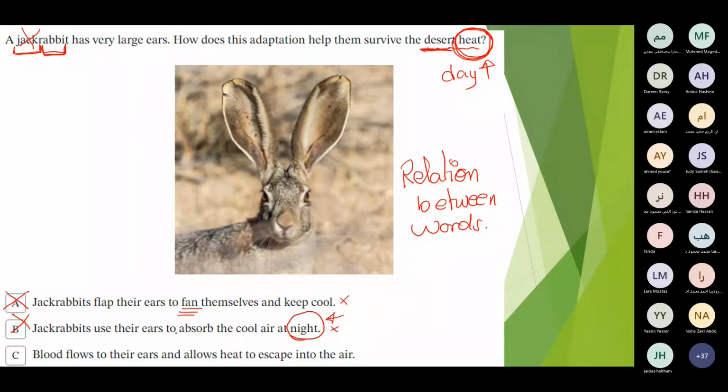Blood flows to their ears and allows heat to escape into the air. Correct. Yes, this is the correct one. And you are very smart, Az. Thank you a lot for participating. So, blood flows to their ears.